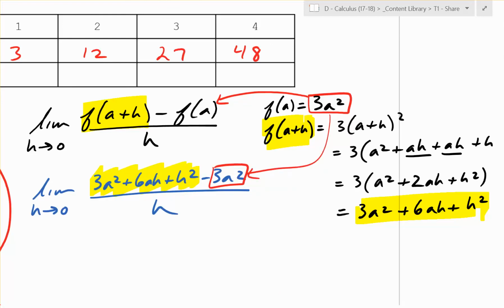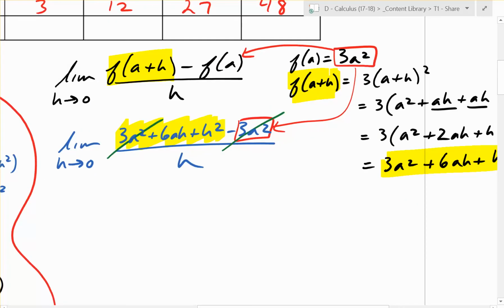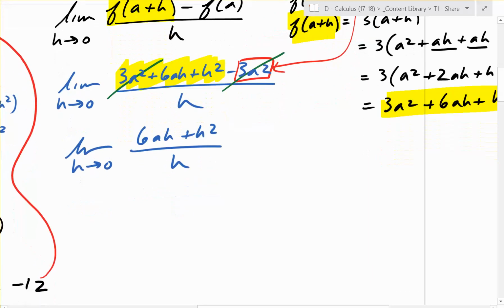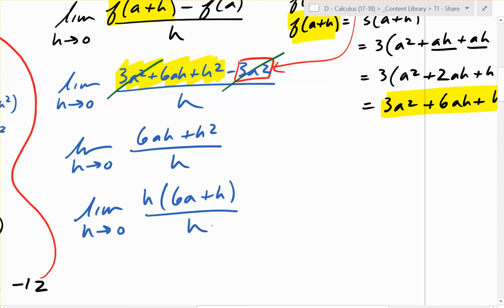Does something cancel similar to what canceled before? Yeah, the 3a squareds cancel right there. And now what you're left with, this blue limit, the limit as h goes to 0 of 6ah plus h squared over h. What can you factor out of the numerator? It's very similar to what we just did, but a could be any number. So you have h times 6a plus h over h. Just like before, the h's cancel.